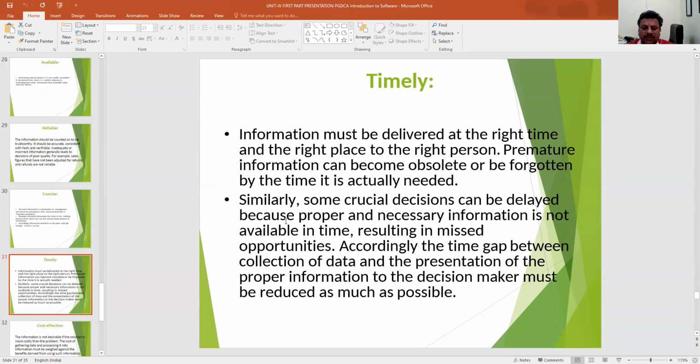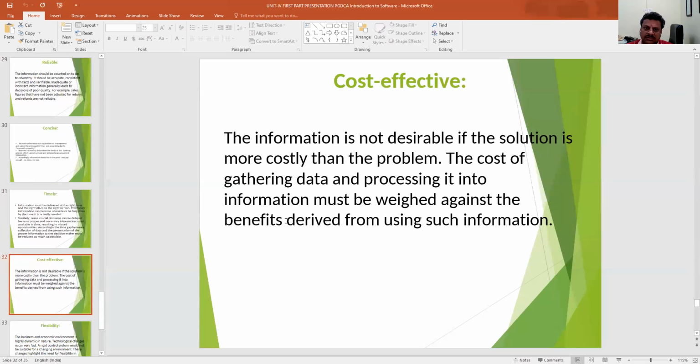It should be in a particular time. Very nice sentence, rightly written. Information must be delivered at the right time, right place, and to the right person. Premature information can become obsolete or forgotten by the time it is actually needed. Similarly, crucial decisions can be delayed because proper or necessary information is not available in time, resulting in missed opportunities. Accordingly, the time gap between the collection of data and presentation of the proper information to the decision maker must be reduced as much as possible.